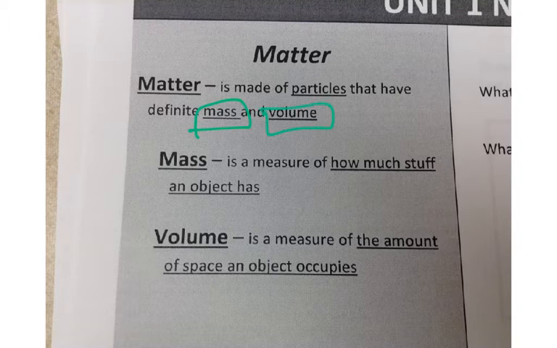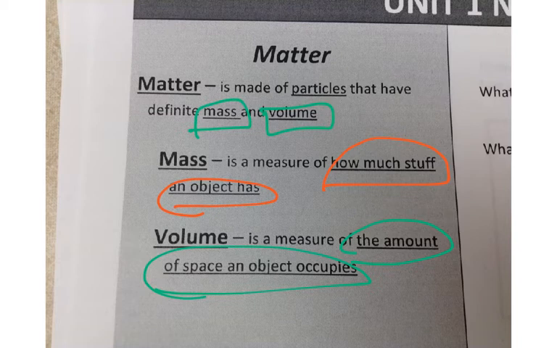As we've already learned during class, mass is how much stuff an object has. So the more stuff something has, the more mass it has. The less stuff something has, the less mass it has. Volume is the amount of space that something occupies. So the more space it takes up, the more volume it has. The less space it takes up, the less volume it has.